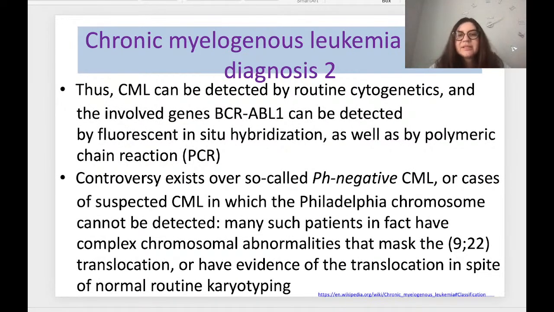Thus, CML can be detected by routine cytogenetics, and involvement of the gene BCR-ABL1 can be detected by fluorescent in situ hybridization, as well as by polymerase chain reaction. Controversy exists over so-called Philadelphia-negative CML, or cases of suspected CML in which the Philadelphia chromosome can't be detected. Many such patients, in fact, have complex chromosomal abnormalities that mask the 9;22 translocation and have evidence of the translocation in spite of normal routine karyotyping.